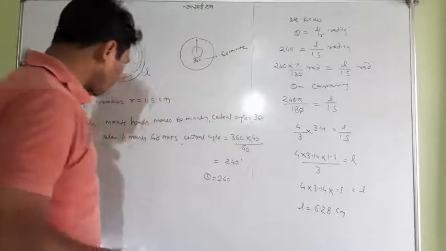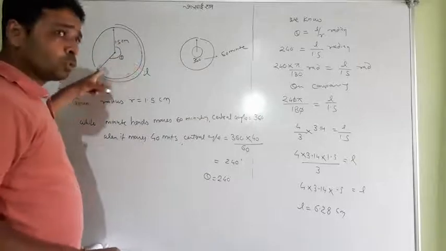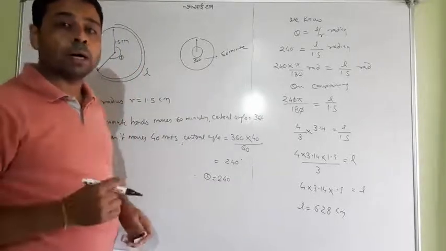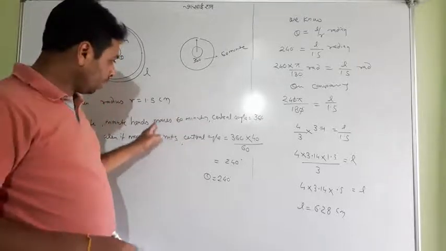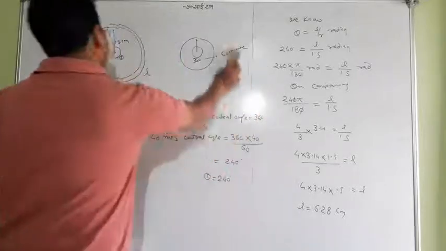So this is a very simple concept. What was important is that when it is given that the minute hand moves 40 minutes, we should know what angle it will make at the center after 40 minutes. This is called the central angle, and we can find it by the unitary method. Okay, let me rub it now.